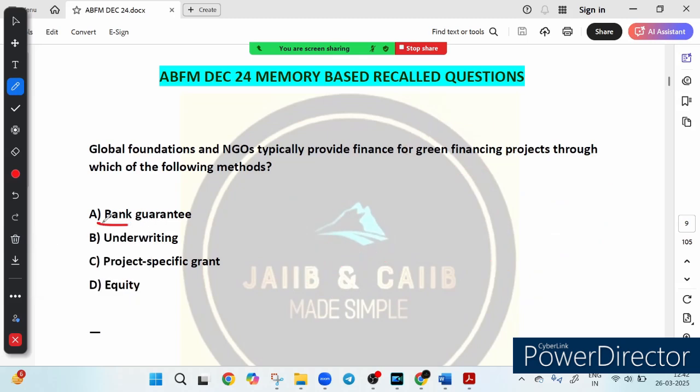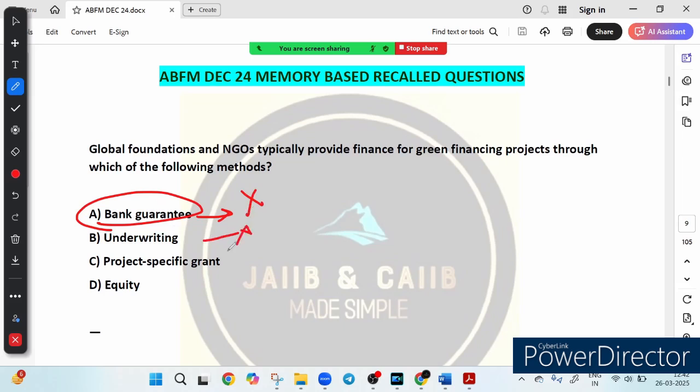Option A suggests bank guarantee. What do you think? Basically, a bank guarantee means a bank promises to pay a certain amount if the borrower fails to fulfill its obligation. It is not actual money but a backup assurance given by the bank. For example, suppose a company wants to build an eco-friendly factory. The bank may give a guarantee to pay the supplier in case the company fails to do so. So this is incorrect because a bank guarantee does not provide actual money to fund a project.